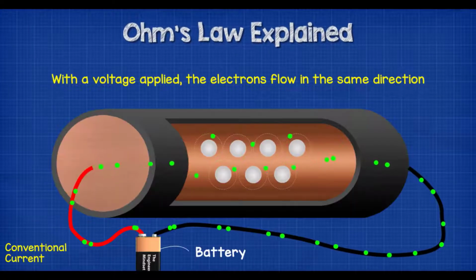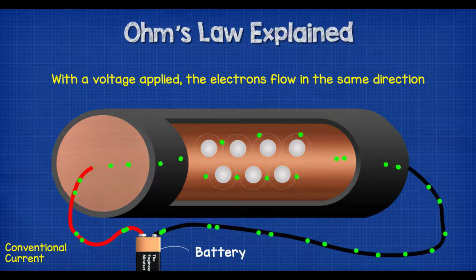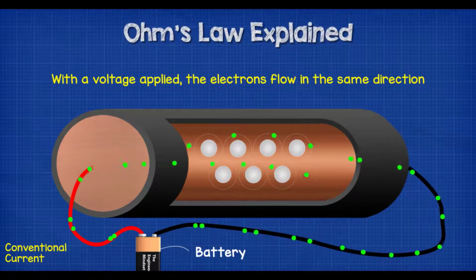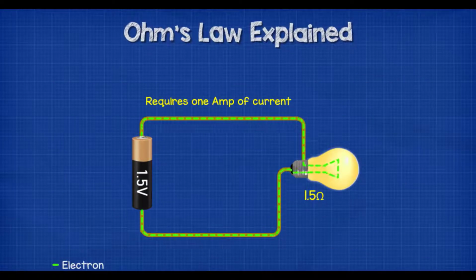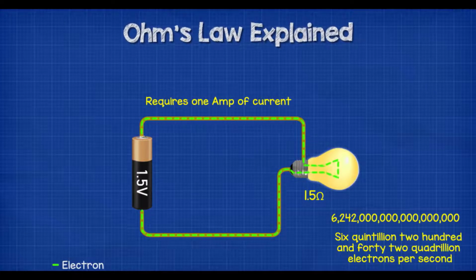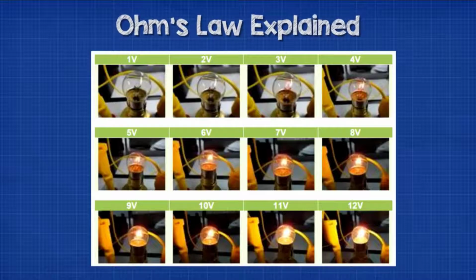When we connect a voltage source, we use the pressure of the battery to push the electrons through the circuit all in the same direction. For example, to power this 1.5 ohm resistive lamp with a 1.5 volt battery requires 1 amp of current. This is equal to 6,242 quadrillion electrons passing from the battery and through the lamp every second. And if it can achieve this, then the lamp will stay at full brightness. If the voltage or current reduces or the resistance of the circuit increases, then the lamp will become dimmer.